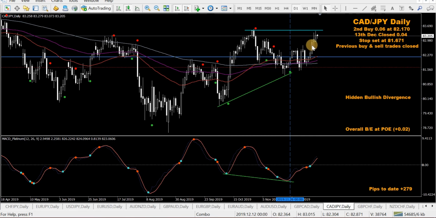And as soon as it got up this time, it shot up there nicely. I think I closed out that original buy. Yeah, previous buy and sell trades closed. So the original buy, sell, then I closed 0.04 of that second buy trade, which is up here somewhere, and the stop's in there. Now it's getting close to this previous high.